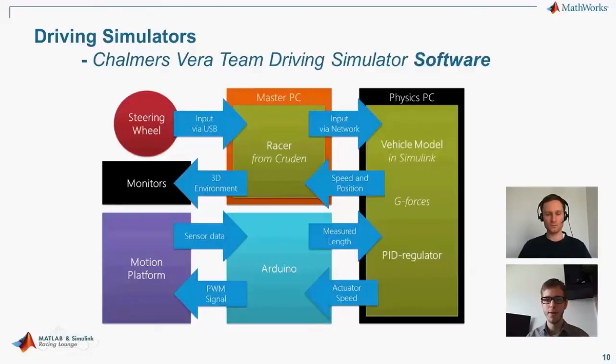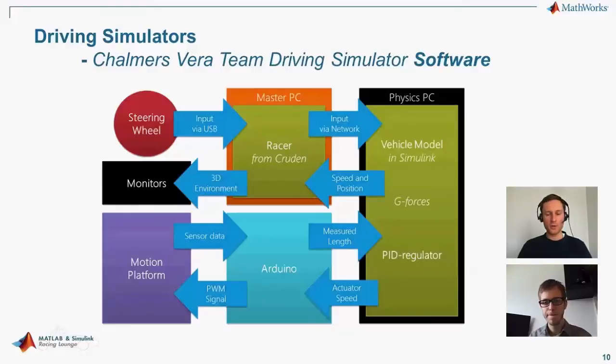And here's where you find the software from both MathWorks and from the other software from Cruden, where you essentially have the vehicle model interfaced with the Cruden software in and out. And from that we get essentially the speed and position of the car in the world. Send that back via the network to the master PC again, the orange one, and then we render a 3D environment on the monitors around the driver.